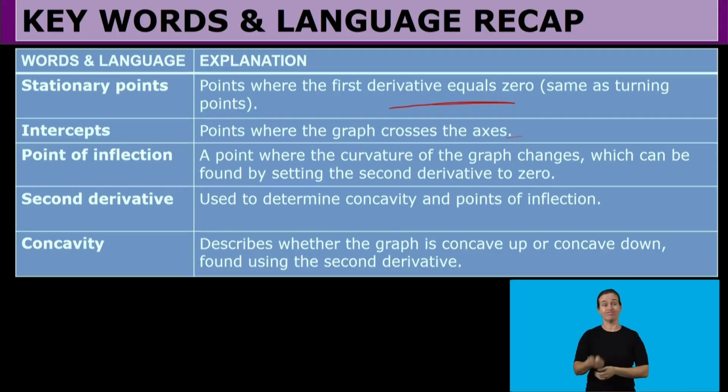A point of inflection is where the curvature of the graph changes. So it either goes from concave up to concave down, or from concave down to concave up. We find the point of inflection by setting the second derivative to 0. The sign of the second derivative tells us whether the graph is concave up or concave down. The concavity is really just helping you to work out the shape of your function.